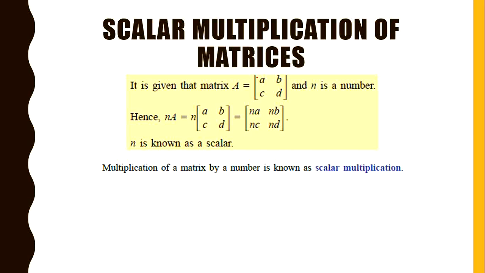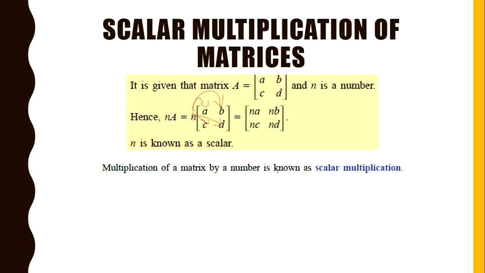Okay, so kita ada satu matrix. Lepas tu, kita ada satu number yang melekat dengan matrix ni. Kalau ada satu number yang melekat kat sini, dia adalah operasi darab. So, number ni akan didarab dengan semua elemen yang ada dalam matrix ni.